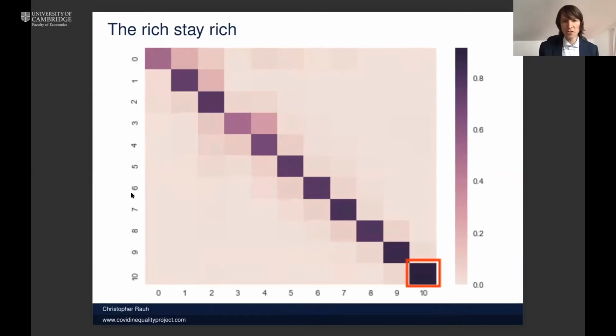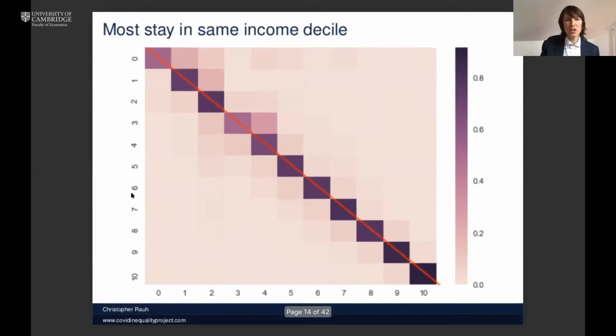If we, for instance, look at this cell, this is the darkest cell. About 90% of the people that were in the 10th decile in January were in the 10th decile in February. So basically, the rich stay rich. And in general, people tend to stay in the same decile. So we see that the diagonal, which is people staying in their same decile of the income distribution, is very dark. So there's not so much movement in normal times, January to February.